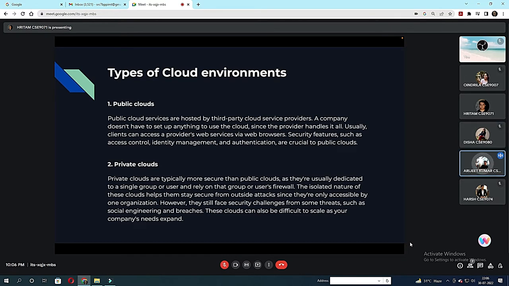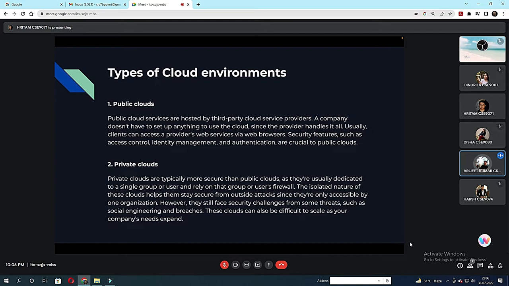So now let's dive into some of the types of cloud environments so that we can get used to the different types of environments and we can further learn about the security aspects. Basically there are three types of cloud environments: public, private and hybrid. Public cloud services are hosted by third-party cloud service providers, and a company doesn't have to set up anything to use that cloud, since the provider handles it all. Usually, clients can access a provider's web services via web browsers. Security features such as access control, identity management, and authentication are crucial to public clouds.